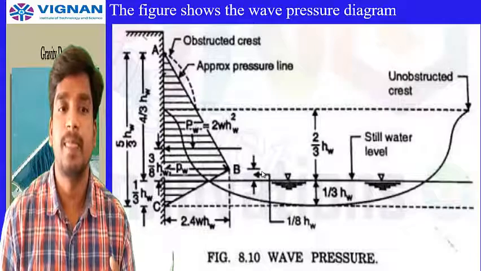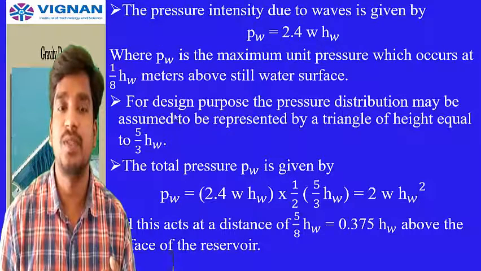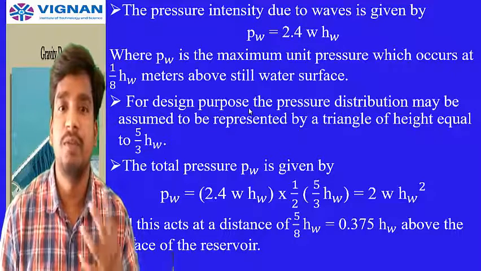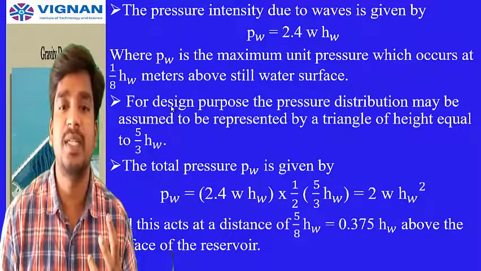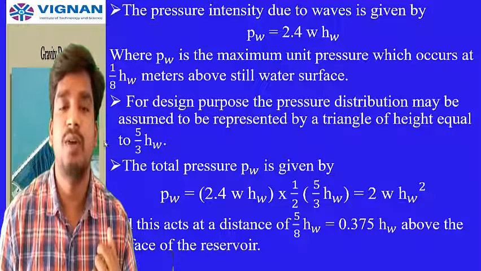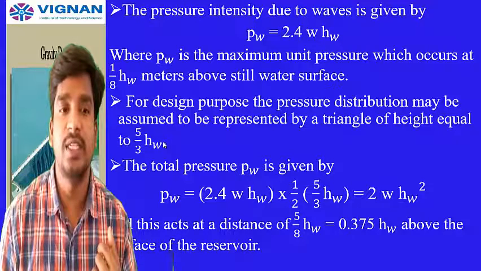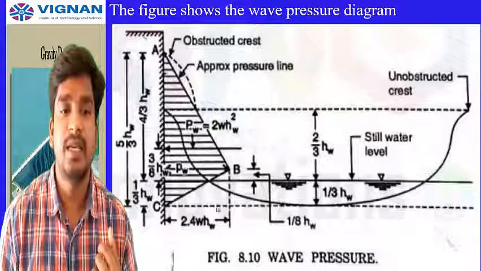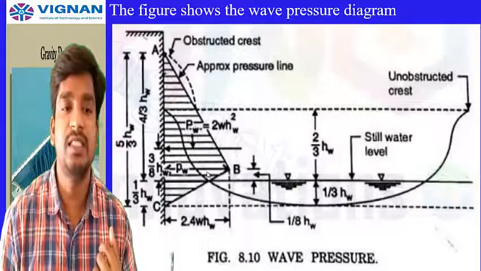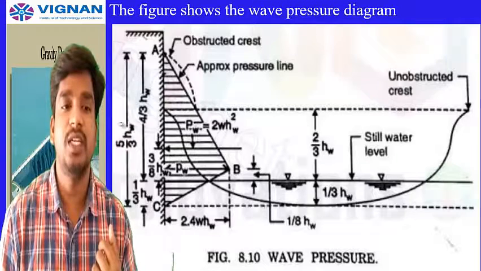For design purposes, the pressure distribution from the waves may be assumed to be represented as a triangle of height equal to 5/3 of Hw. Here you can see this height is 5/3 of Hw. This height is considered as 5/3 of Hw.